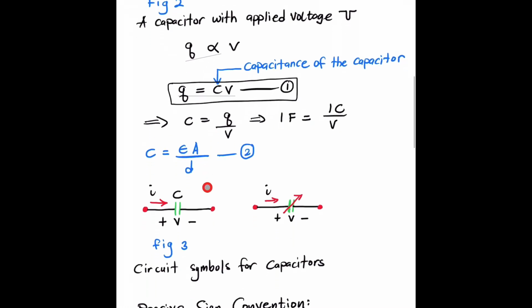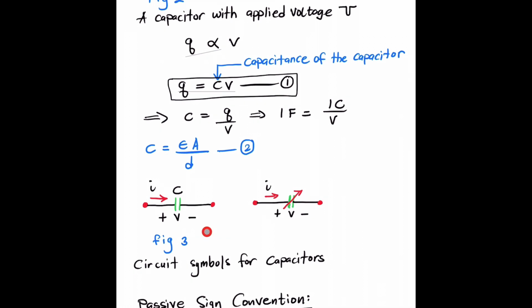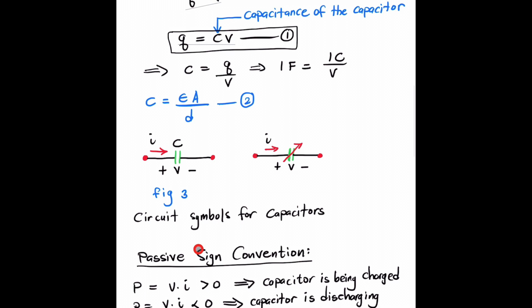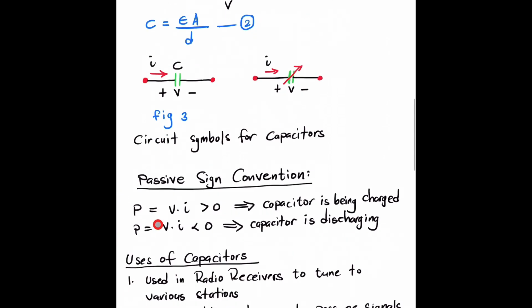And this is the circuit symbol. Figure 3 is a circuit symbol for a capacitor. This one on the left is a fixed type capacitor. And this one here on the right is a variable type capacitor. So we can describe a capacitor based on fixed type or variable type. So that is Fig 3, circuit symbols for capacitors.